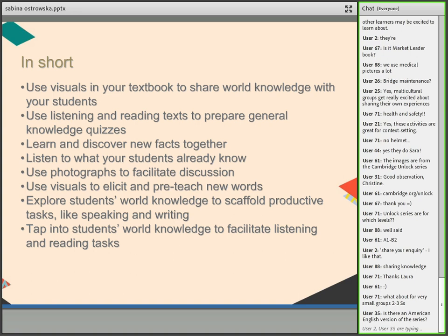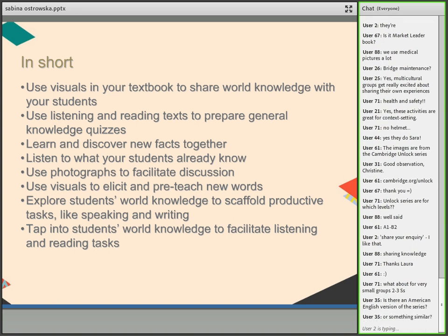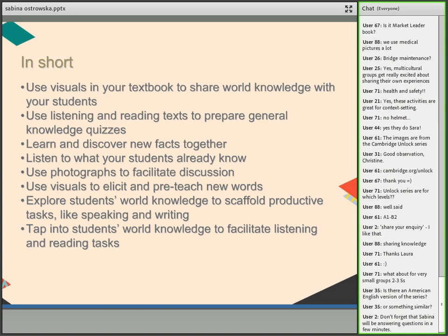And finally, tap into what the students already know to facilitate listening and reading tasks, because as we've seen, helping students activate what they already know about the topic can really pay off in terms of them being able to guess the new vocabulary from the context, increase fluency in reading, and so on.